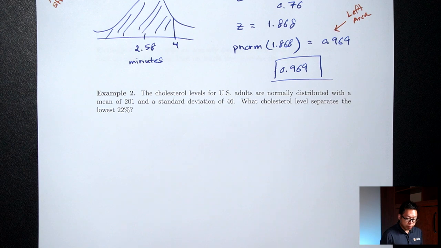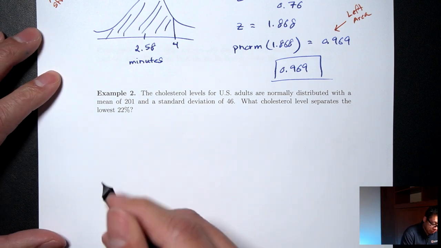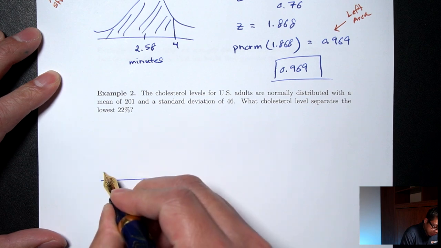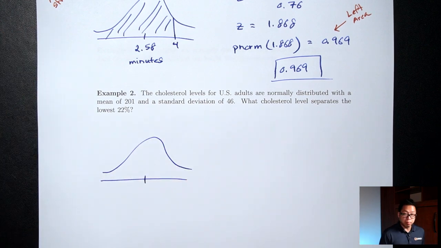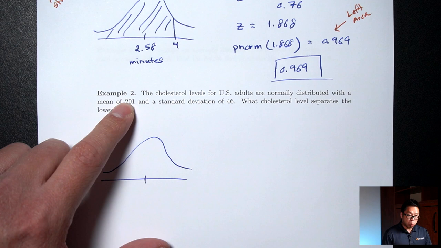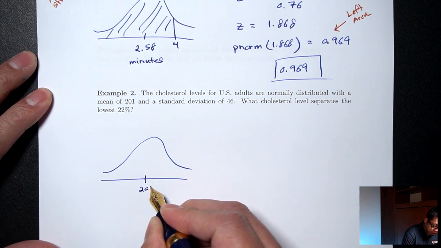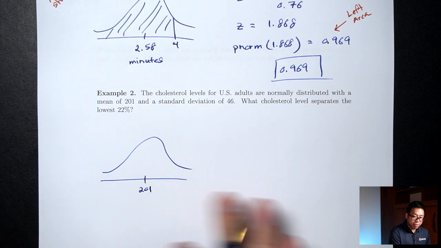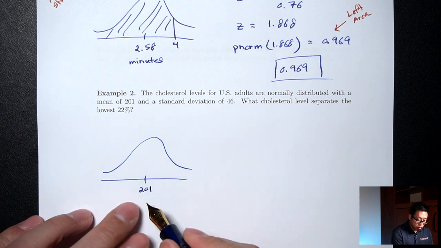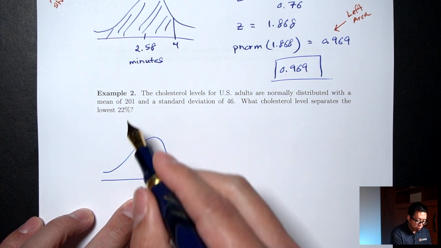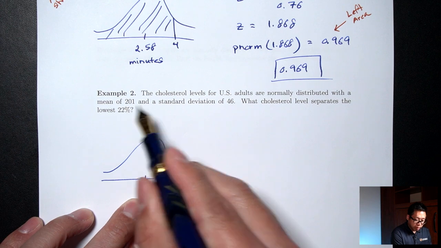Example two. The cholesterol levels for US adults are normally distributed with a mean of 201 and a standard deviation of 46. What cholesterol level separates the lowest 22%? First thing I always do is draw the normal distribution picture and put the mean in the middle. The mean here is 201. I also want to label what this x-axis represents. This 201, what is this 201? This 201 is a cholesterol level.